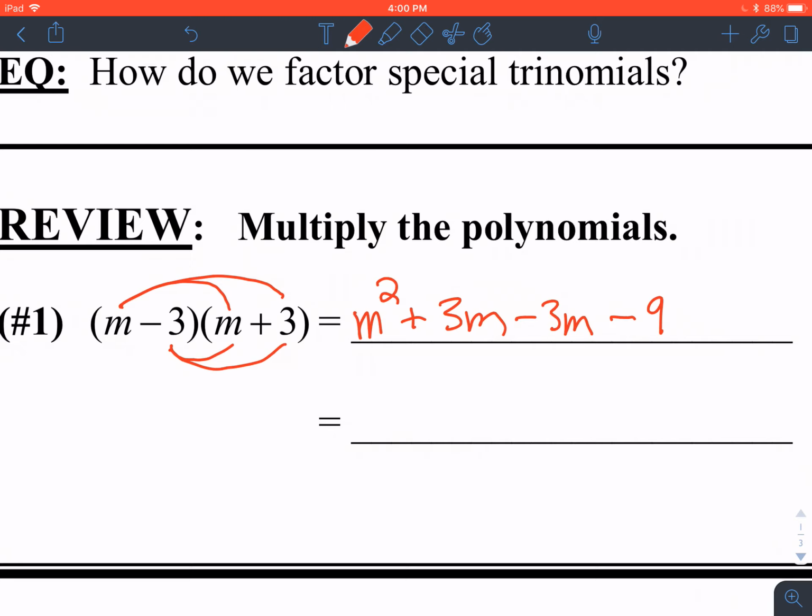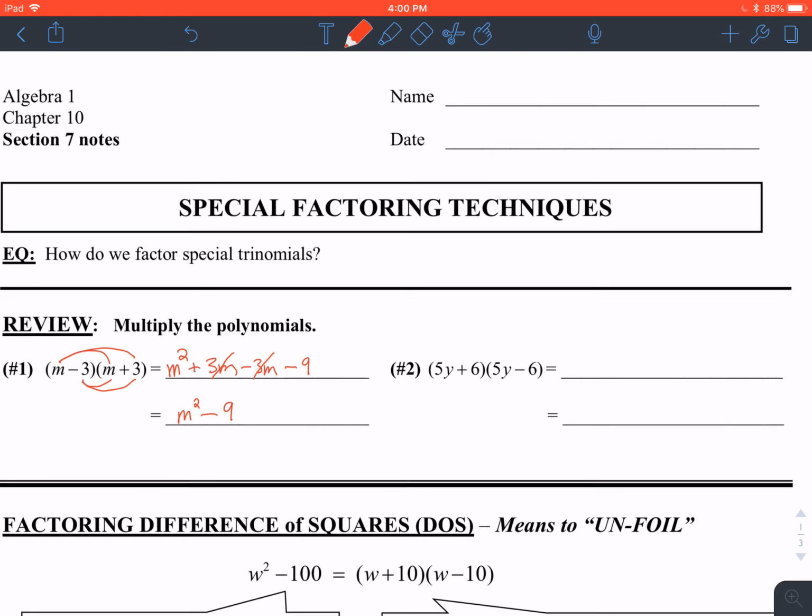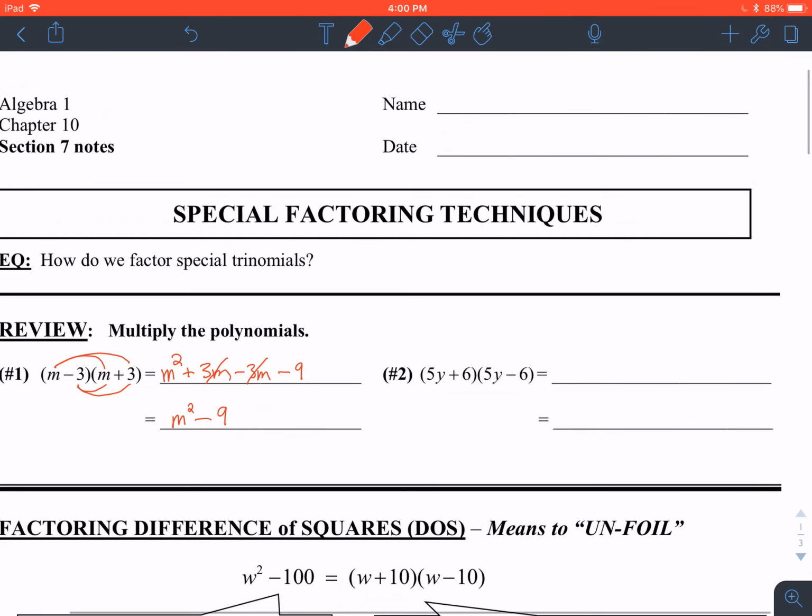So now we're looking at this. You notice if we combine like terms, what's going to happen here? 3m minus 3m, those are going to cancel, and we get m squared minus 9. So the 3m, the O and I in FOIL, cancel. We got m squared minus 9. Go ahead and try the second one on your own, and then let's see if we can come up with an idea for a pattern here. You can pause the video if you need to.